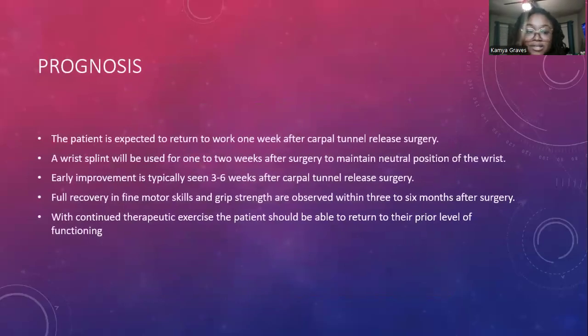As far as prognosis, the patient is expected to return to work 1 week after their surgery. A wrist splint will be used for 1 to 2 weeks after surgery to maintain their wrist in a neutral position. Early improvement is typically seen within 3 to 6 weeks after carpal tunnel release surgery. Full recovery in fine motor skills and grip strength are observed within 3 to 6 months after surgery. With continued therapeutic exercise, the patient should be able to return to their prior level of functioning.